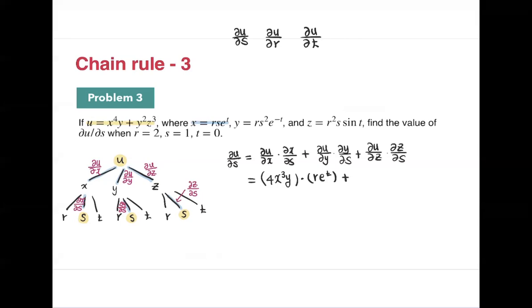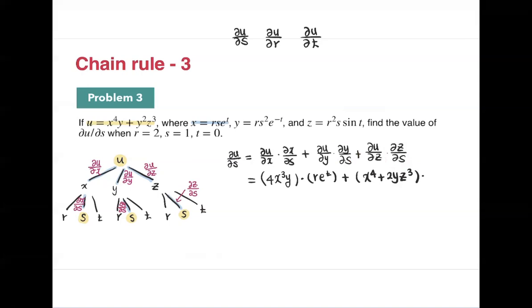Du/dy, here du/dy is x to the 4 plus 2y times z cubed times dz/dx can be calculated using this equation. So dz/ds is r squared sine t. Oh, sorry. I mean, I accidentally calculated, but here must be the du/ds, right? dy/ds, sorry.